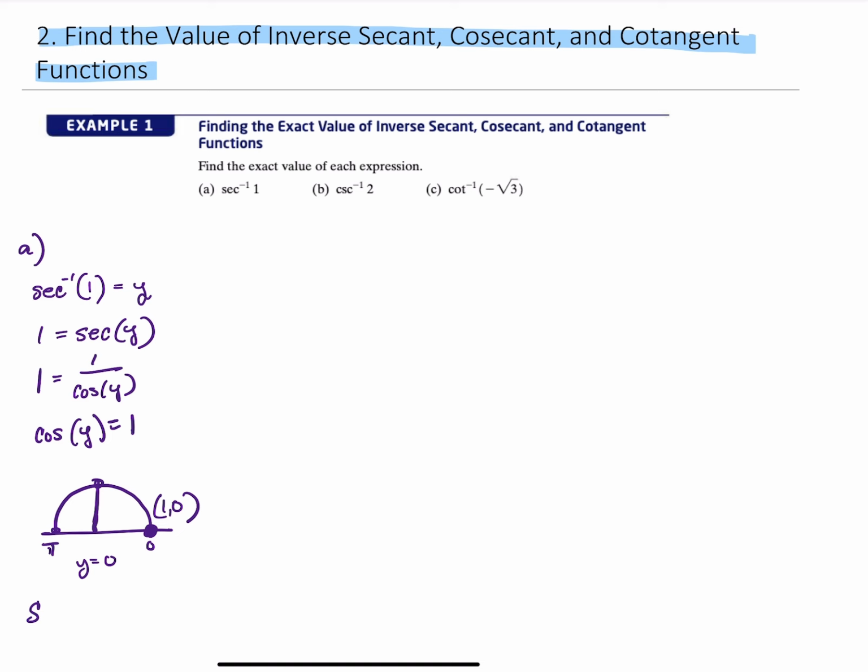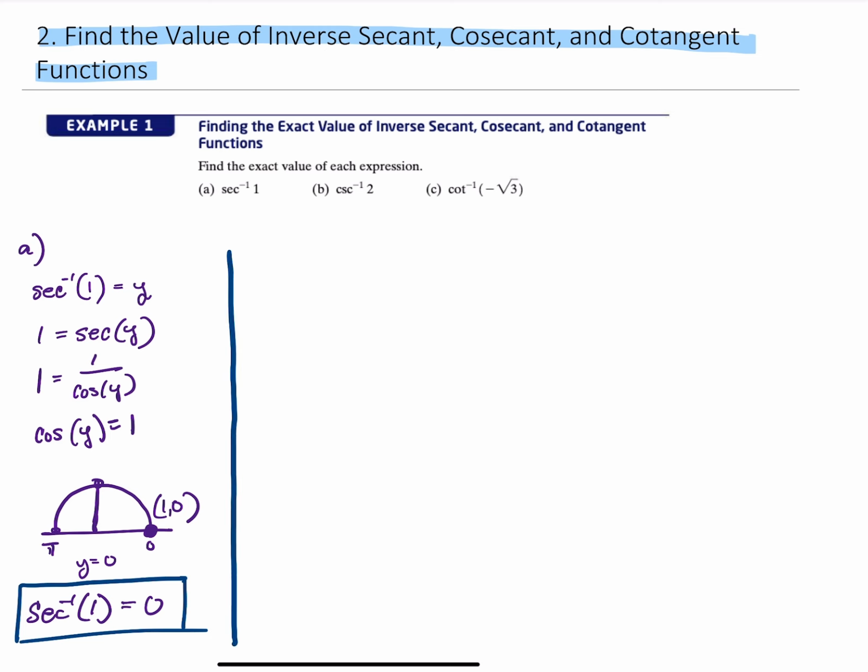So I can say the inverse secant of positive 1 equals 0. That's the angle from 0 to pi where the secant equals positive 1. All right, part B gives us the inverse cosecant of 2.